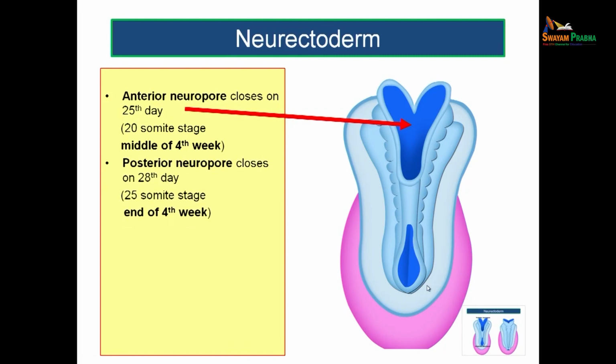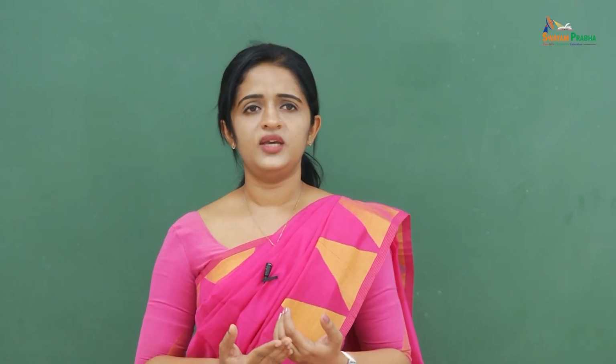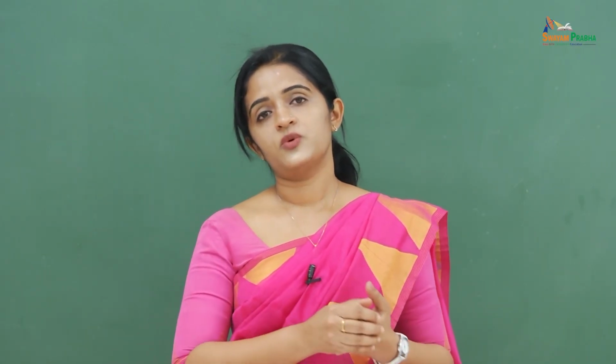Now when will this end close? This is known as the posterior neuropore. The posterior neuropore will be closing on the 28th day of intrauterine period. The 28th day corresponds to the 25 somite stage. That means 25 somites will be formed on the 28th day of intrauterine period. If you want to put it into weeks, it roughly corresponds to the end of the 4th week of intrauterine period. So that is when you get the closure of the posterior neuropore.